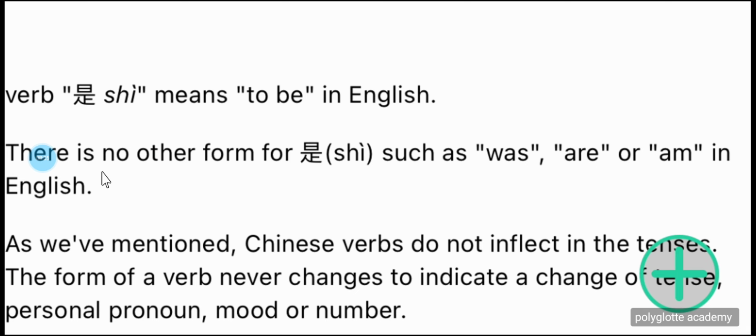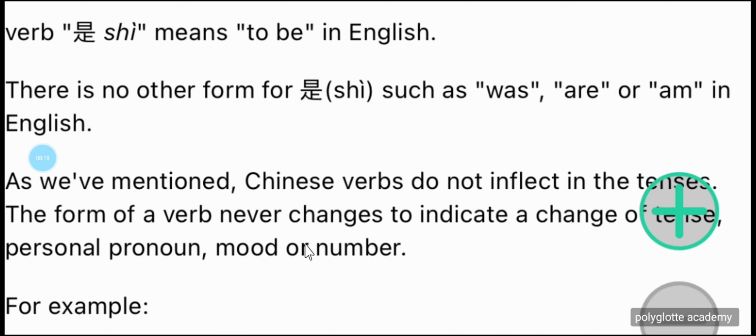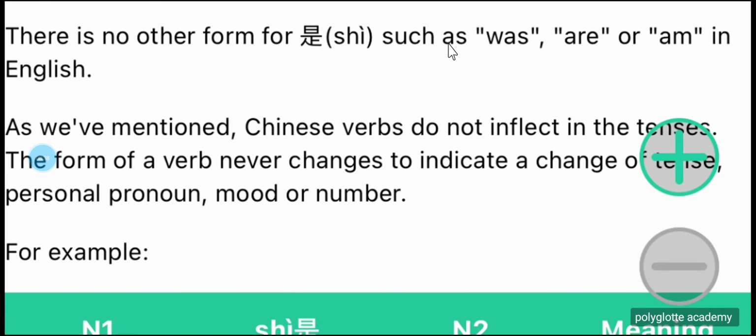Sorry, the words went off. There is no other form for shi such as was, are, or am in English, because we said earlier that Chinese verbs have no conjugation. We don't conjugate verbs in Chinese. Chinese verbs have only one dictionary form and no other conjugated form. So take note of that. Chinese verbs do not inflect for tense. The form of a verb never changes to indicate a change of tense, personal pronoun, mood, or number.